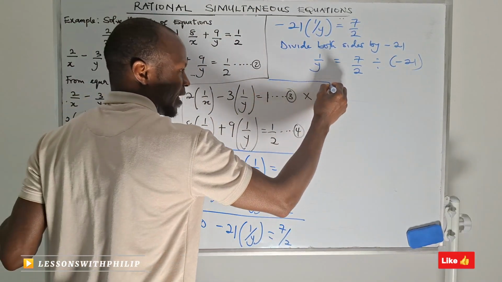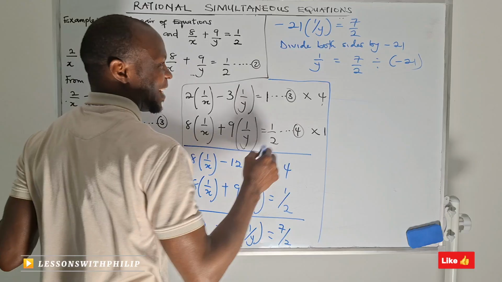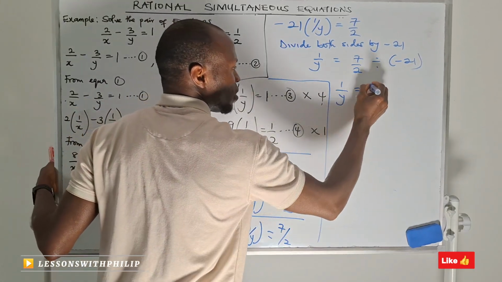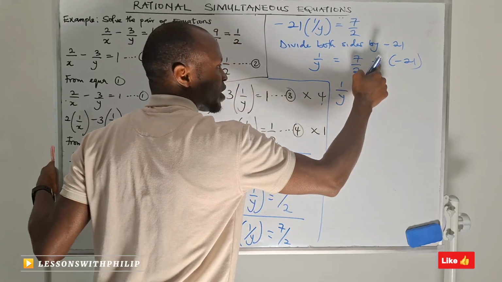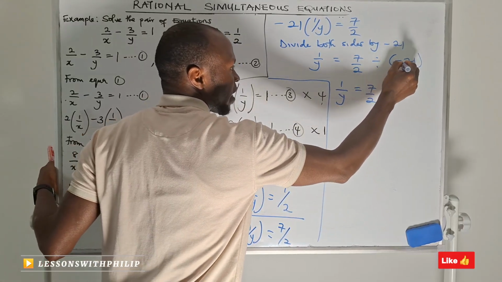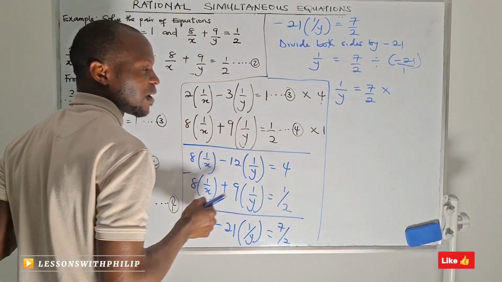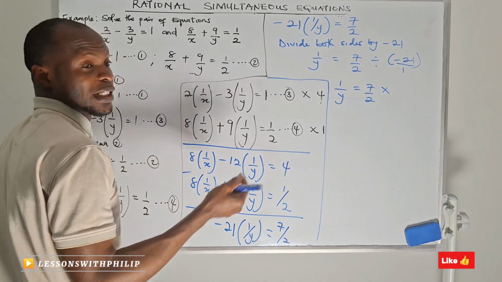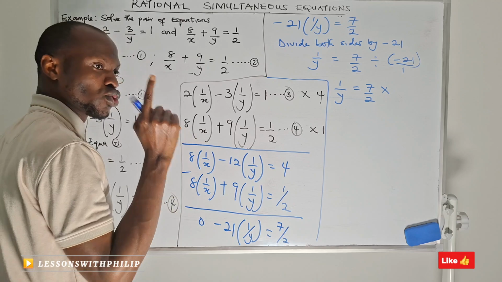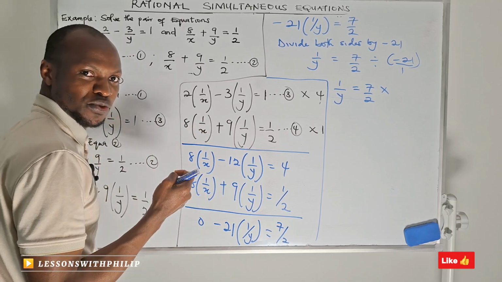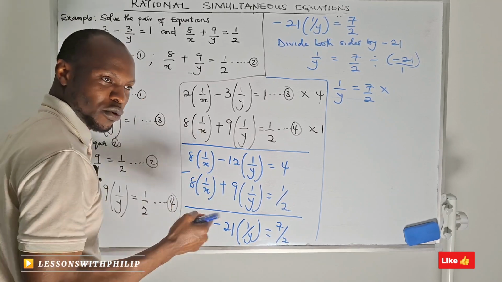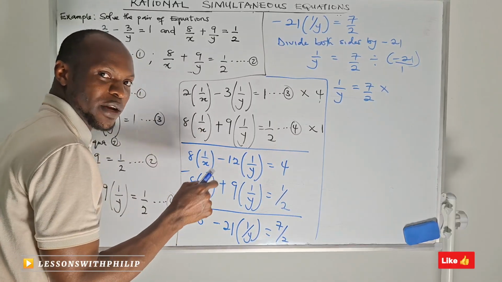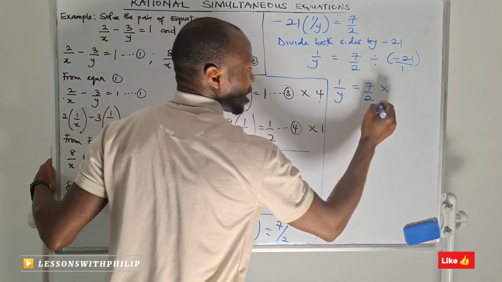Are you following me? Okay, now 1 over y will be equal to 7 over 2. If I change this division to multiplication, don't forget this minus 21 is the same thing as minus 21 divided by 1. Anything divided by 1 will still remain itself. 2 divided by 1 is 2, 20 divided by 1 is 20. Anything multiplied by 1 will remain itself, anything divided by 1 will remain itself.